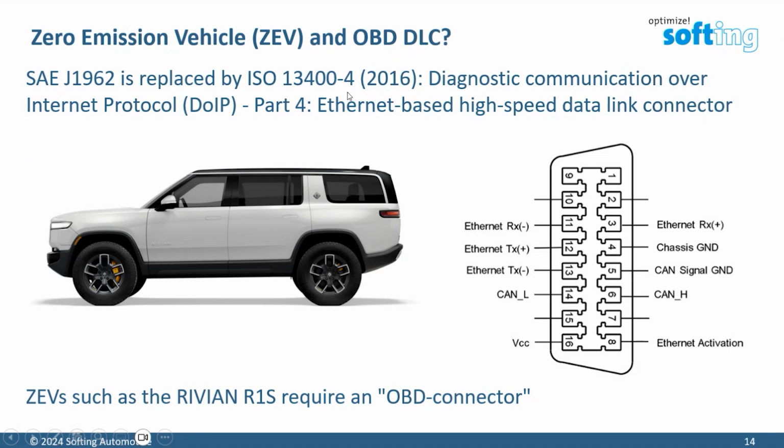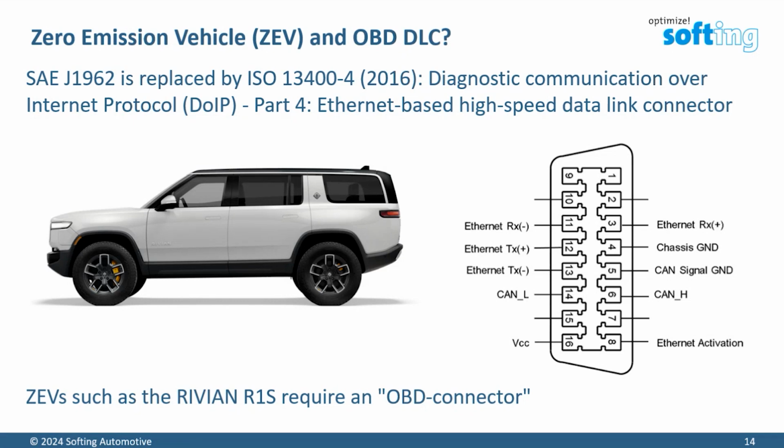It has been published 2016. You can see the layout of one version of this OBD connector, how it looks like in future. It's the same connector as you know. The CAN signals are on the same pins as they have been before, but we get new Ethernet pins, 4 of them. So that is a 4-wire Ethernet, including another one that's Ethernet activation. And this is specified in ISO 13400-4, diagnostic communication over Internet Protocol, Part 4, Ethernet-based high-speed data link connector.